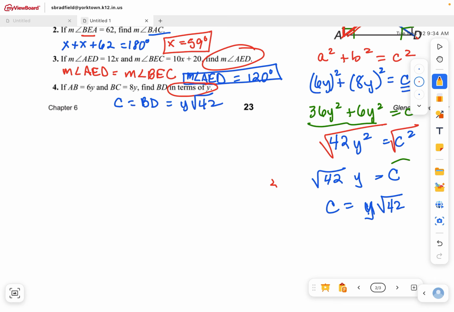And how we got that is by using 6y squared plus 8y squared equals c squared.